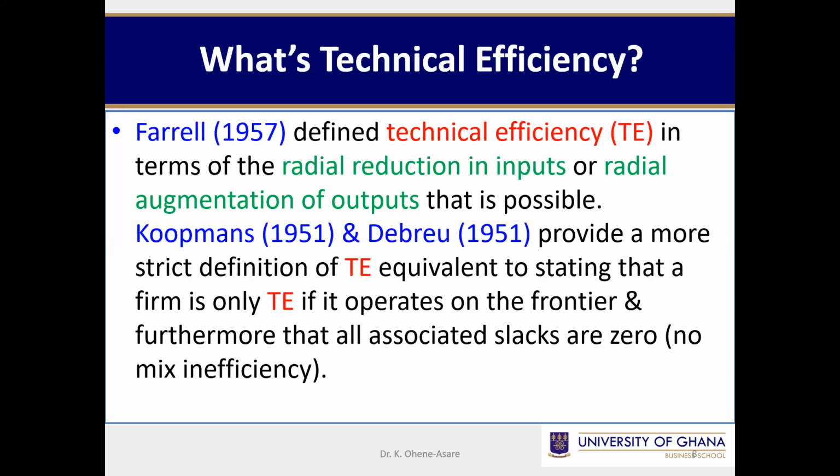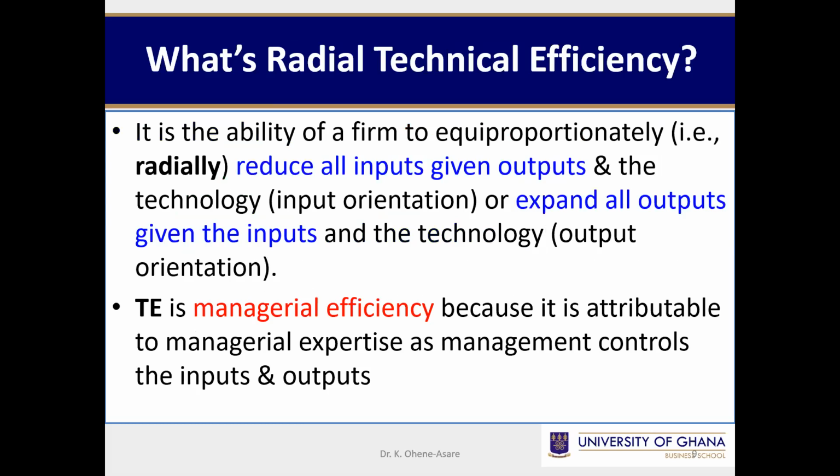So Koopmans' definition is deeper. It makes efficiency very strict. But Farrell's efficiency definition is simpler. Farrell allows you to be efficient even when you have left some of the resources unused. But Koopmans says no, you should have all resources fully used. We shall dig deeper into technical efficiency. This is the theoretical meaning, but let's go practical. We shall use the word radial to represent technical efficiency. So when we are saying technical efficiency, we shall use the word radial.